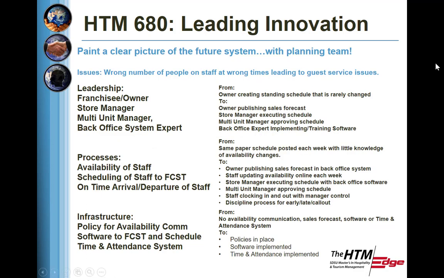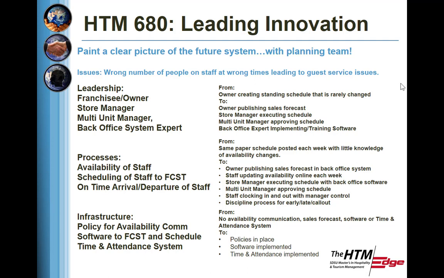Here's an example I'm going to take you through on painting a clear picture of the future system. You do this with your planning team. You use your online meeting technology that we described earlier to do this work. So here's an example issue. We have the wrong number of people on staff at the wrong times, leading to guest service issues.